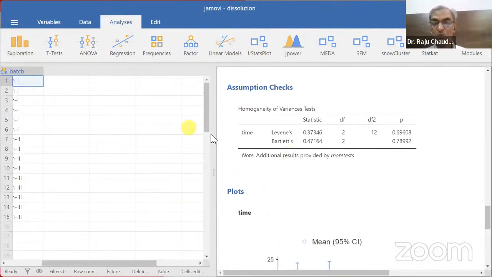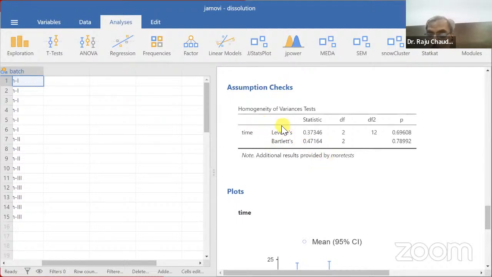We have two tests here in the outputs. One is a Levene's test, another is a Bartlett test. The title is homogeneity of variances, so both tests are applicable.